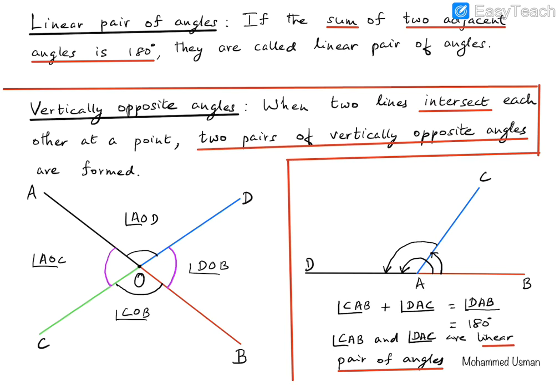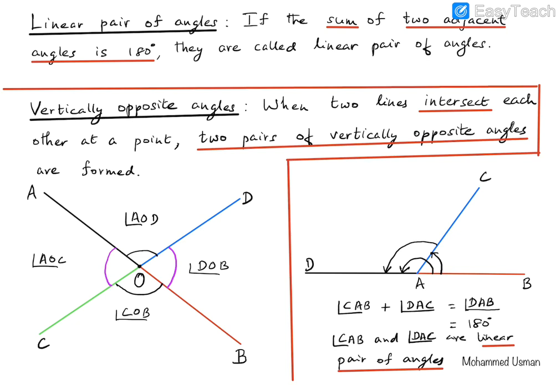That means we have one pair of vertically opposite angles. So AOD and COB form one pair, and we have the second pair AOC and DOB. So basically, when we have two lines intersecting or crossing each other, two pairs of vertically opposite angles are formed. So the two pairs are AOD and COB is the first pair, AOC and DOB is the second pair.